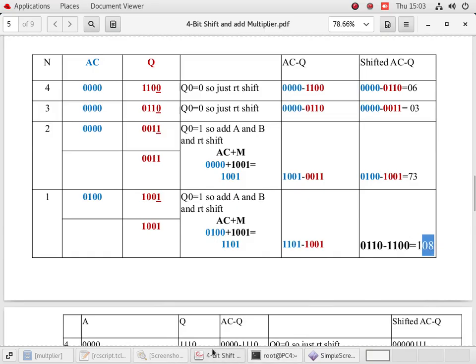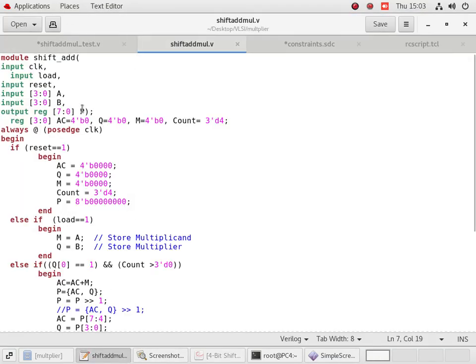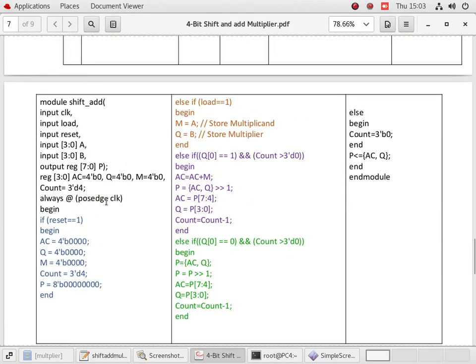Now coming to the program, let us look at the program here. Initially we declare the inputs: the clock, load, reset, and the A and B values. This is nothing but the X and Y in our case, and the product, which is 8-bit. Since the inputs are 4-bit, the product will be 8-bit. Then we have taken registers, that is accumulator, Q, M, and the initial value of count, that is n, is 4. Now with respect to the clock, it is always at the positive edge of the clock.